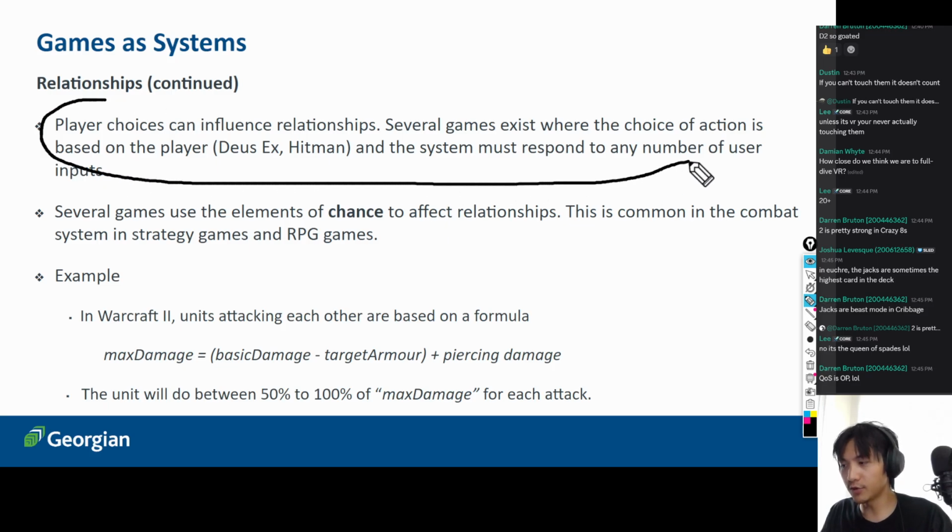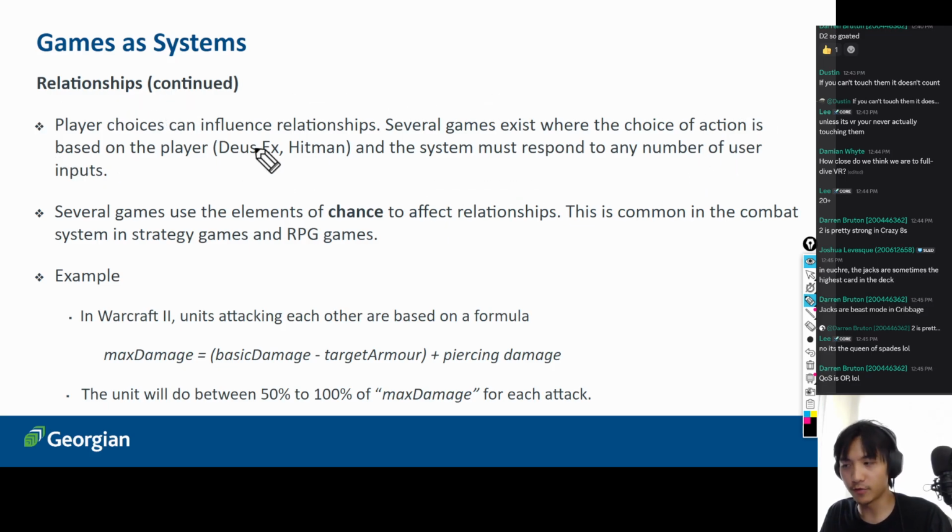Player choices can influence relationships. So of course you have RPGs, stuff like that. But we love when player choice changes the rules of a game or changes the behavior of a system. And one great way to do that is when a player choice affects how two things relate to each other, or affects some properties that affect some relationships.